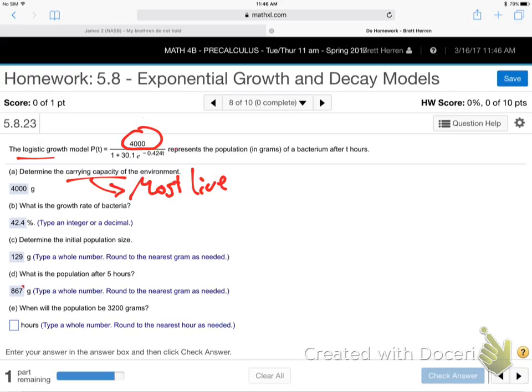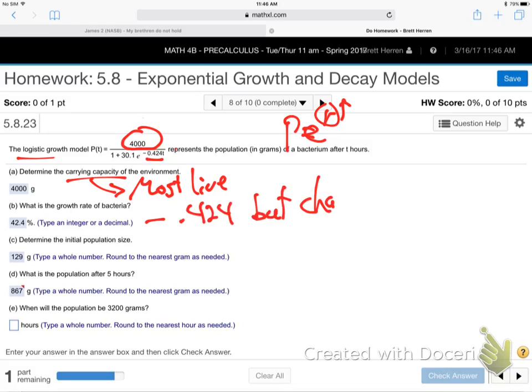Okay. Next, what is the growth rate? Remember the PERT, for example? The rate is always next to t. So the rate is right there, isn't it? Do you see that? It's the negative 0.424, but change to a positive percent.